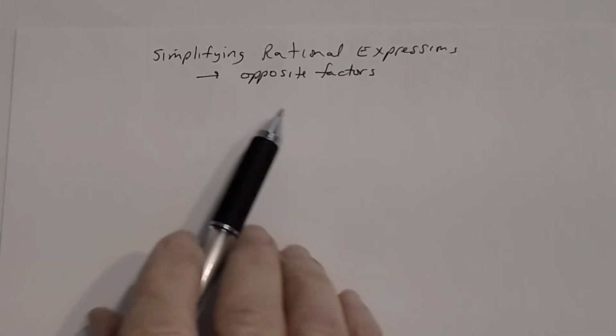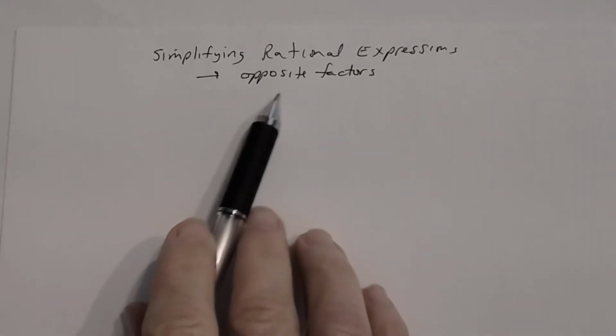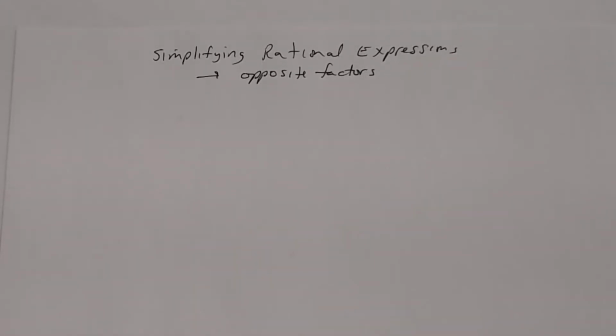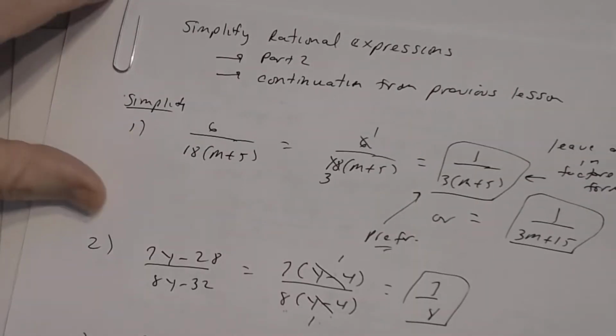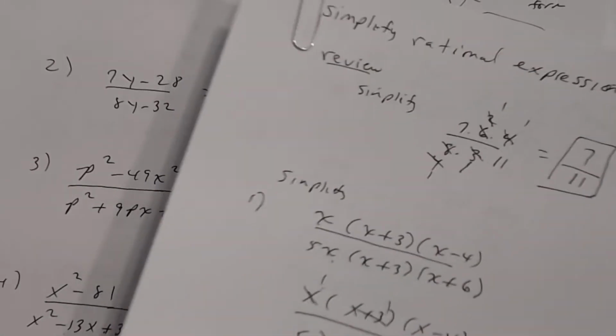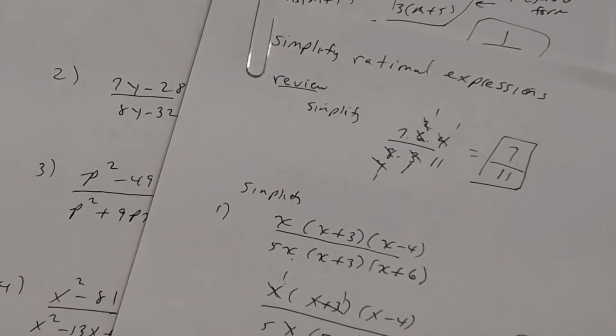Okay, so in this lesson, we're going to continue talking about simplifying rational expressions, but notice that the focus here is on the idea of opposite factors. So if you go back to our previous two lessons, this was our first lesson, and this was part two. That's the one where we worked out multiple examples on simplifying rational expressions.